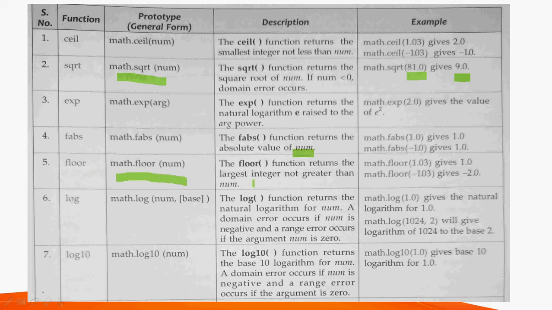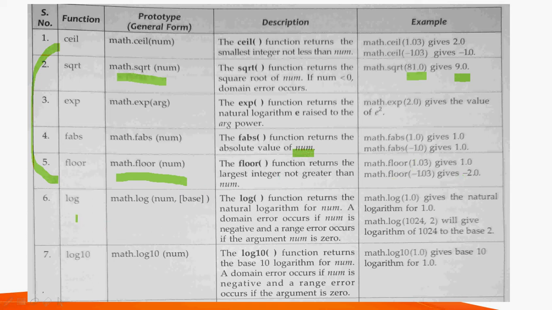Now floor. The fifth one is floor. Math.floor(num). So this and ceil are connected. We usually learn them together, ceil and floor. The floor function returns the largest integer not greater than the number. So this will give the largest integer less than the given number. And these are the examples.